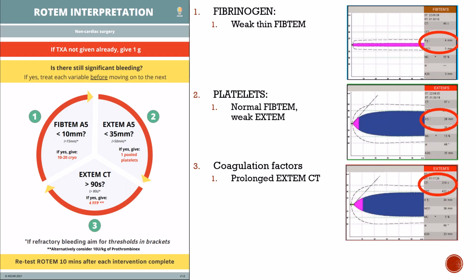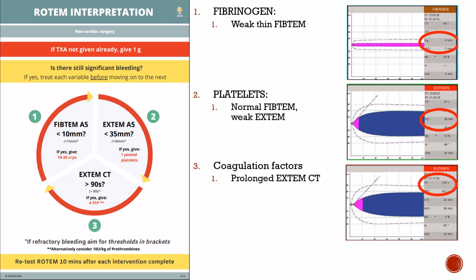XTEM, that's low, then you know it's a platelet problem. You can get platelets. Step 3 in this one, look at your clotting time in your XTEM. Is it over 90 seconds? Some guidelines are over 80 seconds. If it's prolonged, taking too long, they need clotting factors. Give FFP or Beriplex. This guideline's a tiny bit old in that it's saying prothrombin X. Like I said, it is now Beriplex, I think, almost everywhere.